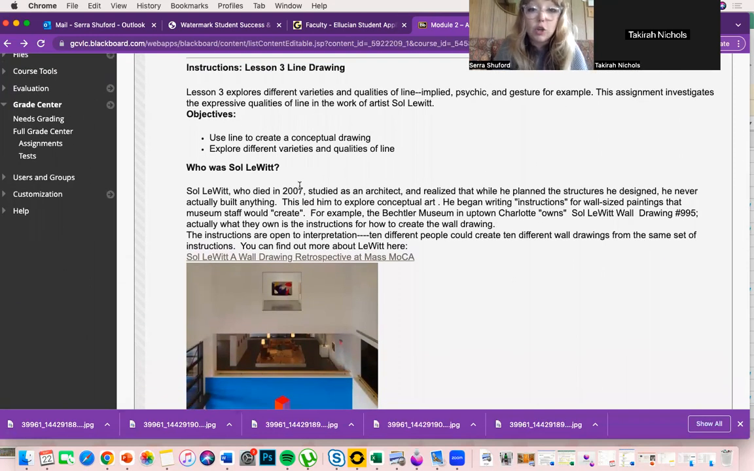So the line drawing discussion, lesson 3, explores different varieties and qualities of line, for example, implied, psychic, and gesture. And this assignment investigates the expressive qualities of line in the work of the artist Soloit.